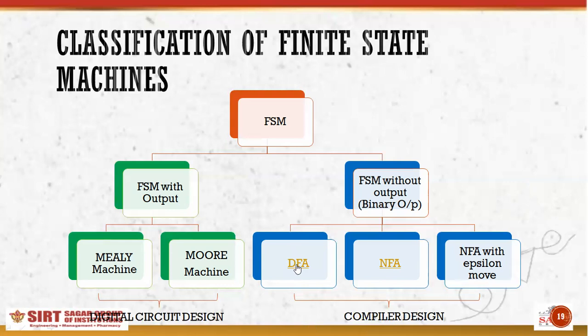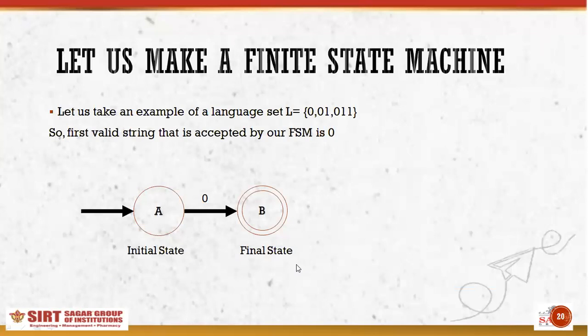Now, I will discuss a few examples of how a finite state machine is designed or constructed. Suppose I've got an example of a language set L, which consists of 3 strings, that is 0, 01, and 011. The first valid string in this language set is 0. Before starting this question, I would like to tell how a string is said to be valid and how it is said to be invalid by a machine.